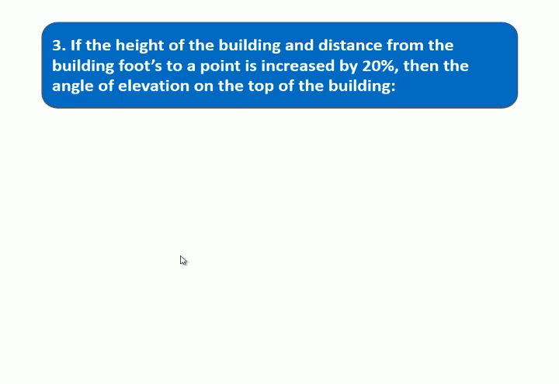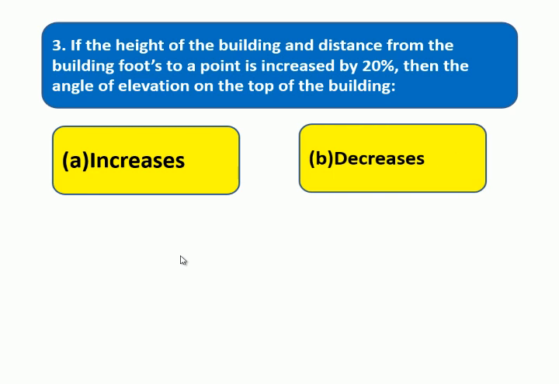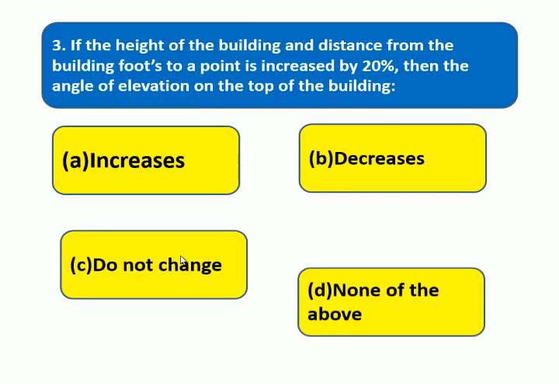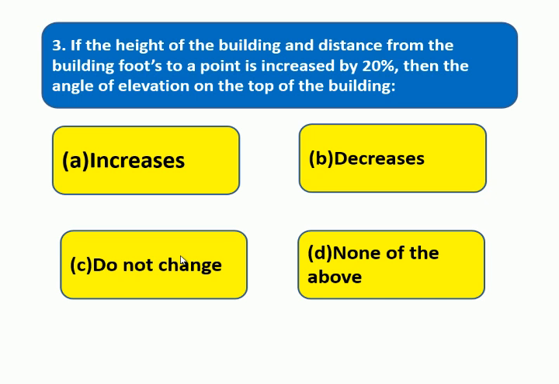Here is question 3. If the height of the building and the distance from the building's foot to a point are increased by 20%, then the angle of elevation of the top of the building. So you have to identify the angle of elevation for the given situation. Here are your options: increases, decreases, does not change, and none of the above. Calculate and identify the correct option, either A, B, C or D. Okay, now move on to question number 4.